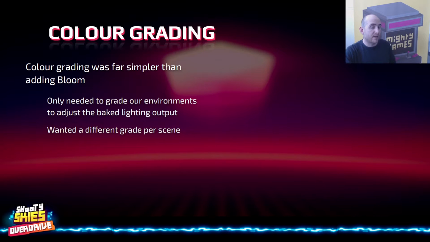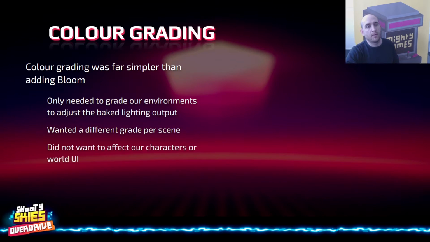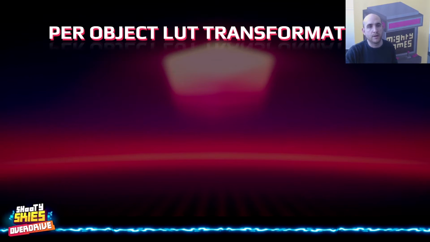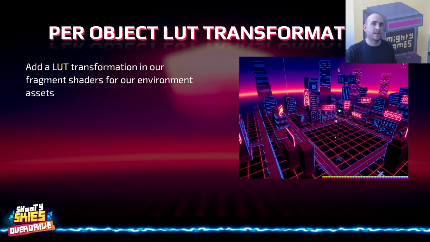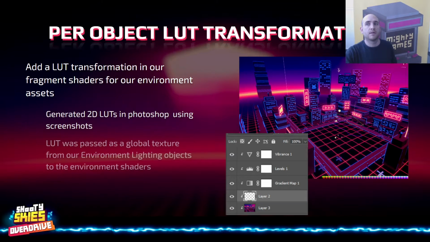And we wanted a different grade per scene so that each world had its own tone and feel rather than having a global grade. So we wanted to make sure that that specific toning was not going to have an effect on our characters or our world UI, which were a bit more constant. We were very happy with how our characters were appearing, but we didn't want our world UI to be affected by the color grading at all. So to that end, we basically just went with a per object LUT transformation.